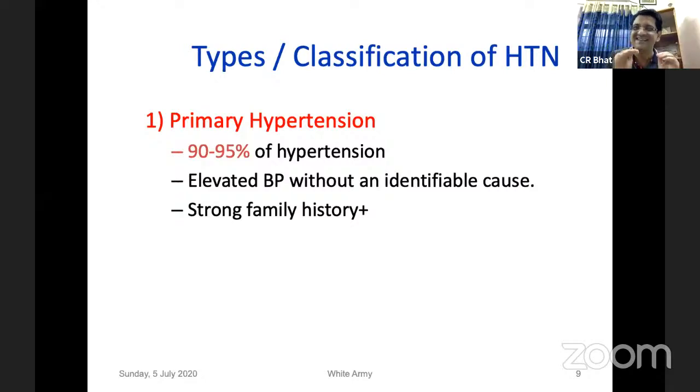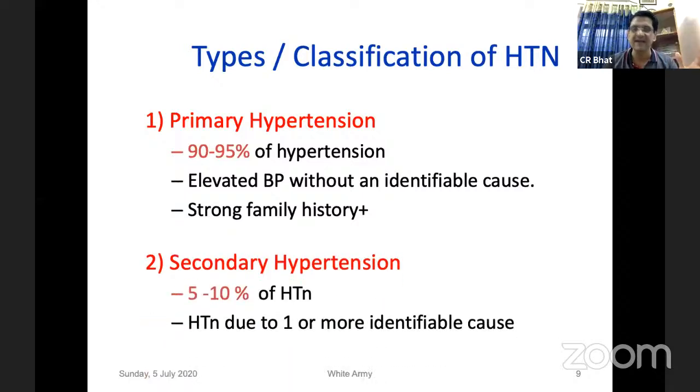Now the trend has come that about 40 to 50% of the so-called primary hypertension, once we evaluate within a span of a month or so, turns out to have some secondary causes as well. But textbooks still say that 90 to 95% of hypertension is primary, with no identifiable cause to begin with. As you evaluate, you will be able to find them. And of course, these people will have genetic predisposition, strong family history, multifactorial. The rest, 5% or 10%, may have secondary hypertension with a definitive identifiable cause. So hypertension is primarily classified as primary and secondary hypertension.